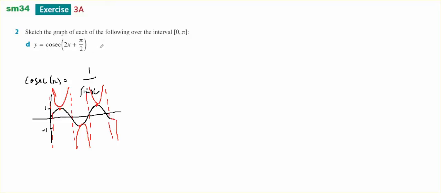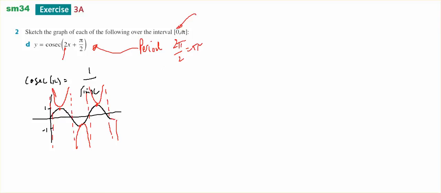So I'm interested in what the period will be. This is a 1 on sine. Because there's a 2 there, it's going to be 2 pi on 2, which is pi. My domain is 1 full pi, therefore I'm going to get 1 complete cycle.